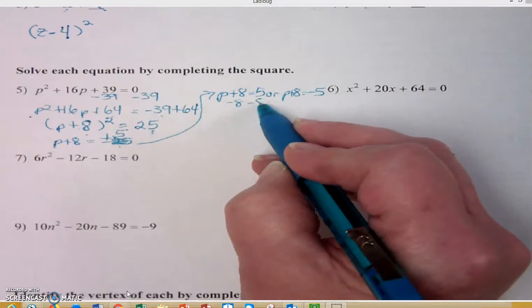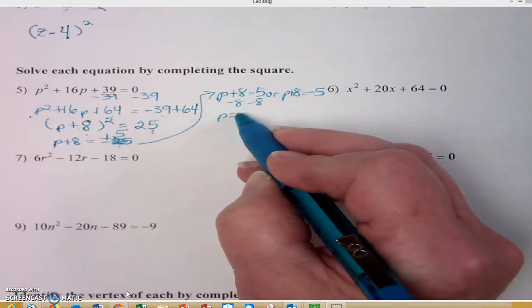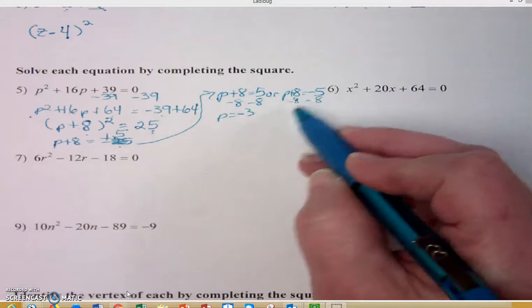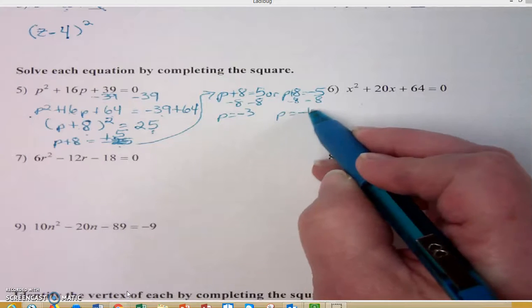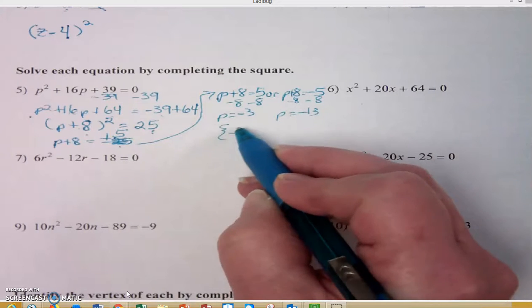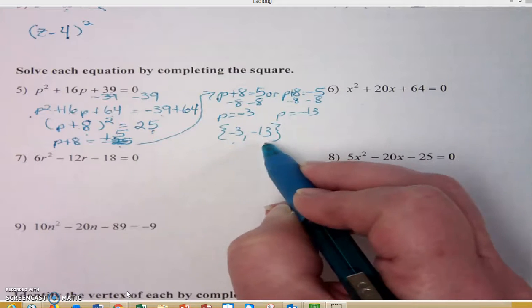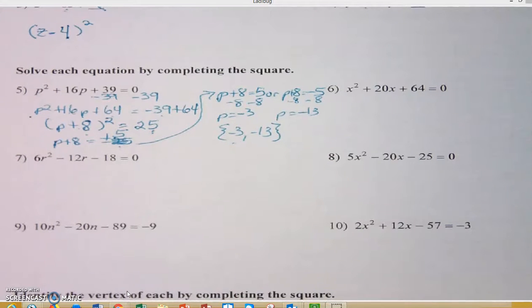Subtract 8 from both sides. p is either equal to negative 3, or when you subtract 8 over here, p is equal to negative 13. So my solution to that is negative 3, negative 13. It does not matter the order that you write these answers in. So let's do one with a coefficient. Say number 9.